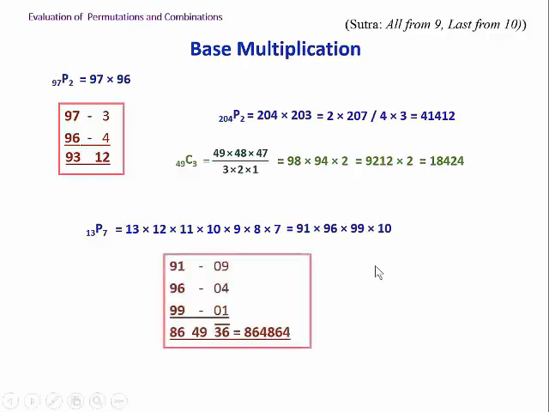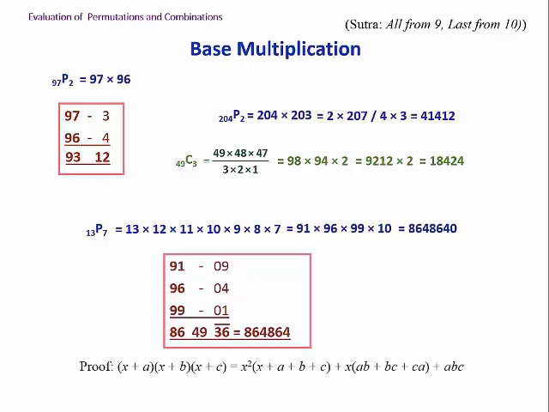Here it is. There's the 3 numbers near 100. These are the deficiencies. We cross-subtract 91, take away the other deficiencies. We multiply these deficiencies together in pairs and add to get the 49, and we multiply the deficiencies to get minus 36, which gives us this number. So because we've got to multiply by 10, our final answer is 8,648,640. And this is algebraic proof of that method.